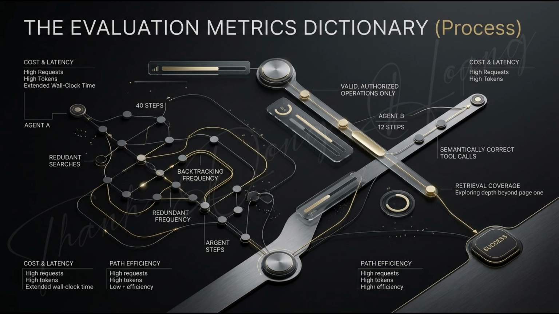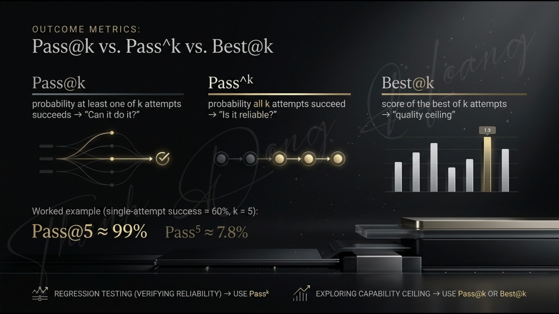Retrieval coverage checks whether an agent explored enough of the available information or stopped at the first page of results. And cost and latency track requests, tokens, and wall clock time throughout the whole process. This is one of the most commonly confused pairs of metrics, and confusing it leads to real mistakes. Pass at K measures the probability that at least one of K attempts succeeds. It answers, can the agent do this at all? Pass to the power of K measures the probability that all K attempts succeed. It answers, is the agent reliable?